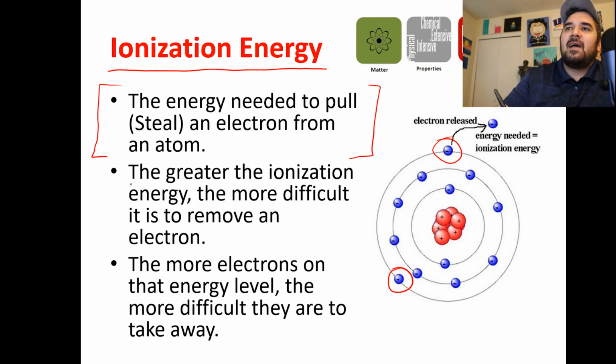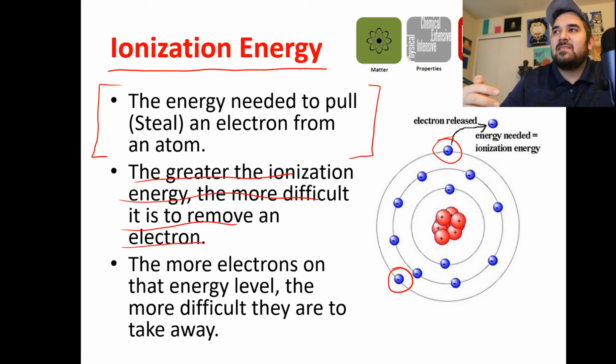So the greater the ionization energy, the more difficult it is to remove an electron. That's just part of the definition. If you need to write that down, I would write it down. The more electrons on that energy level, the more difficult they are to take away. Which means if you have 1 electron in your outermost shell, it's easier to take away than if you had 2. And we'll talk more about that in a minute.